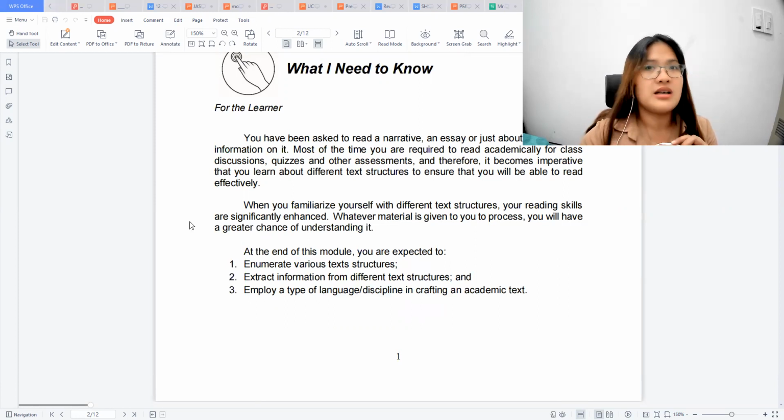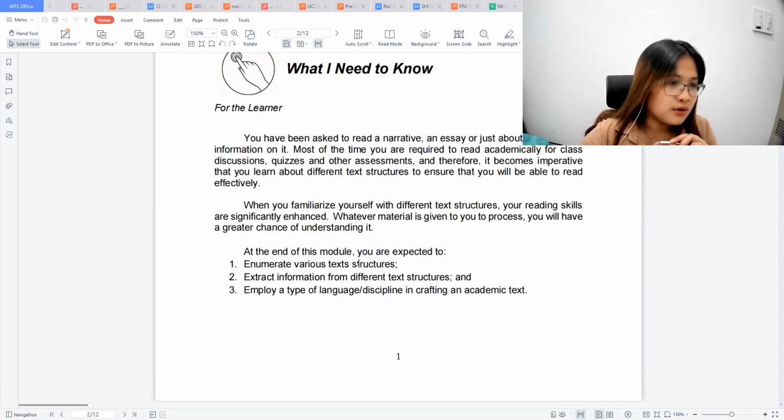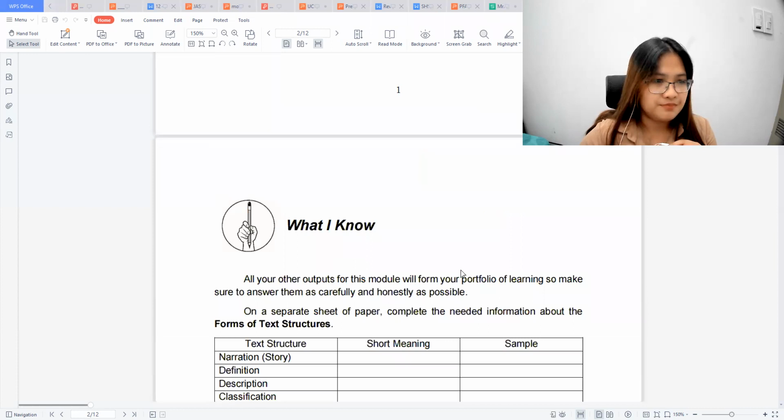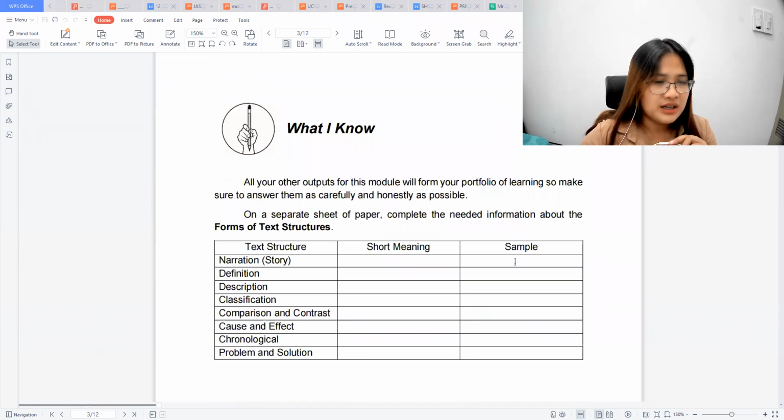Then non-academic text, it is for public consumption. It's informal, it could be your opinion. So kumbaga, it's less strict. It's like a chill stand. Okay? So, ayan.